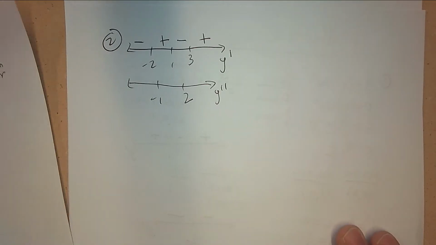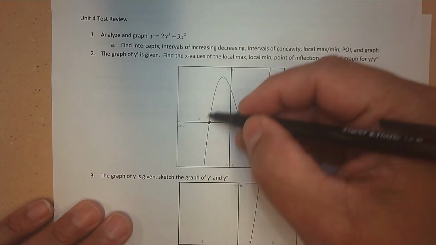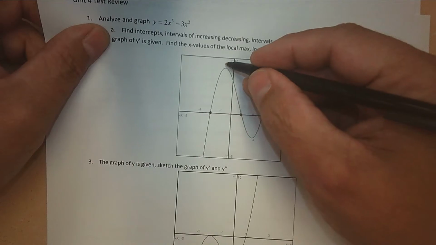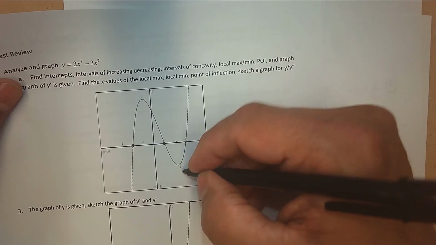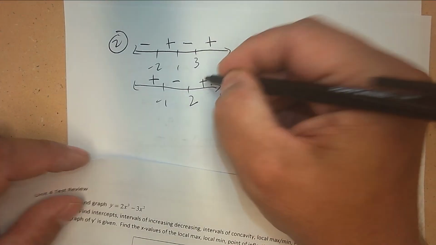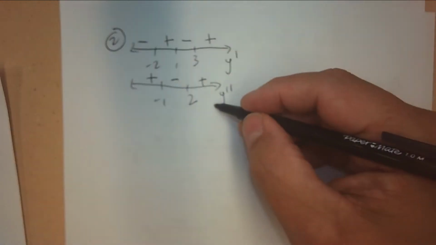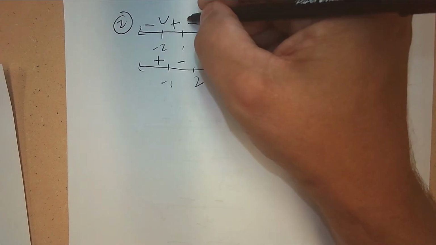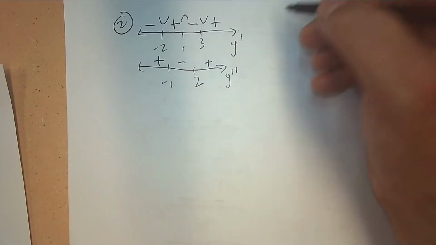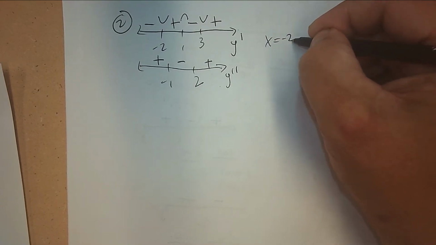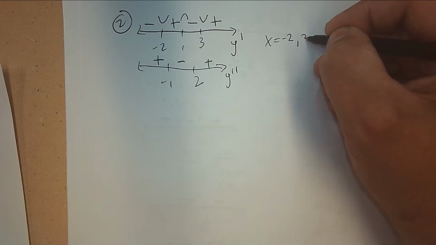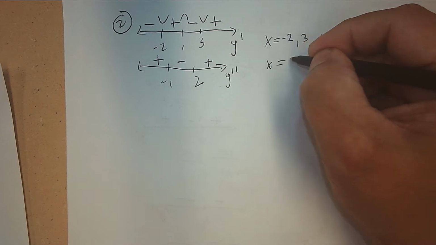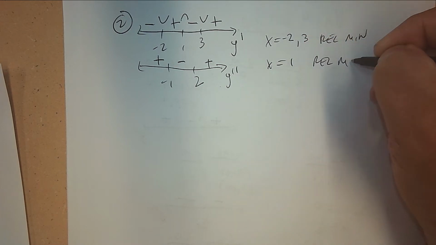And then I'm looking, where is it increasing or decreasing? So it increases, then from negative 1 to 2, it decreases, and then from 2 on, it increases. So then I found out concavity and where it's increasing and decreasing. At x equals negative 2 and at 3 we have minimums. At x equals 1 we have a relative maximum.